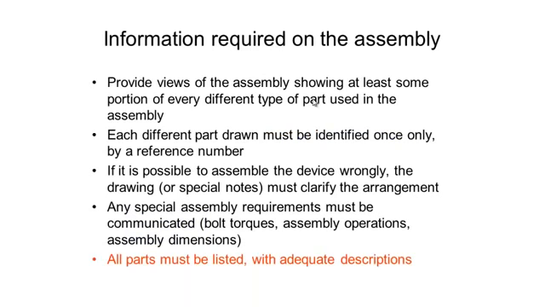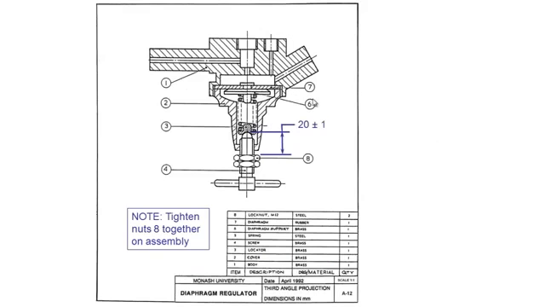All parts must be listed with adequate descriptions. So back to this example, if we take a look at part number 8, the lock nut, you can see it's specified as a lock nut and it's an M12. That is enough information that you could go out and buy a lock nut that's size M12 and is made out of steel.